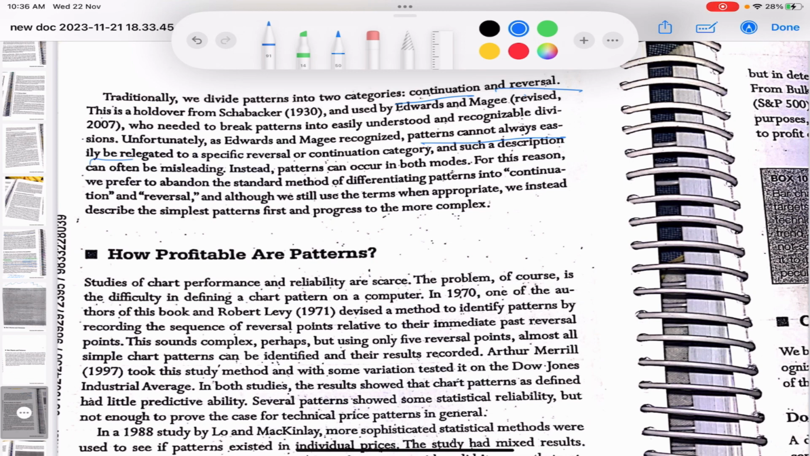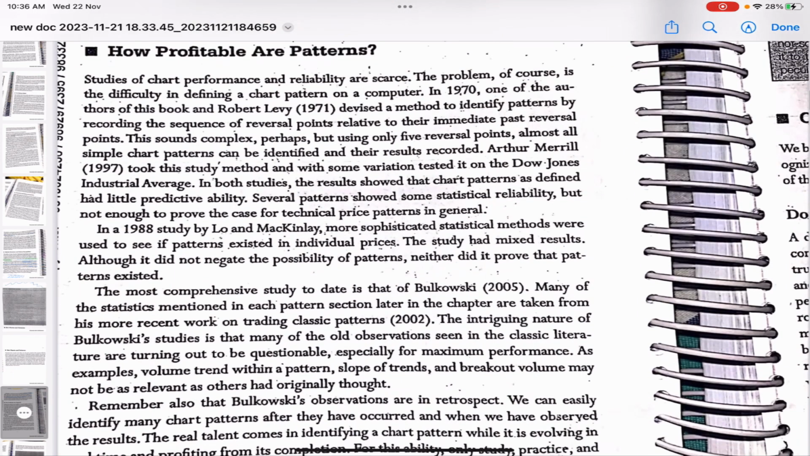Patterns cannot always easily be relegated to a specific reversal or continuation category. So there is a lot of work which goes on before deciding, like after a lot of backtesting, they have come to this conclusion. How profitable are patterns? See, it all comes down to the same thing which we have discussed again, the effectiveness. Once a pattern is widely recognized, with more and more people knowing about it, it loses its effectiveness. We don't think about that, and we just see a W pattern and enter into the trade, but that would lead to false breakouts, right?